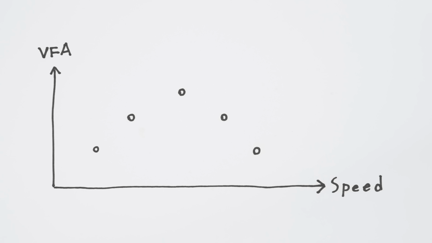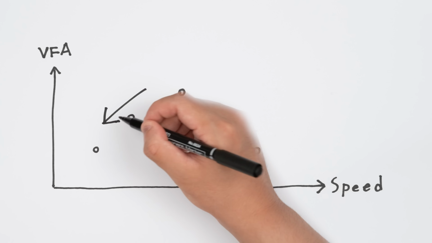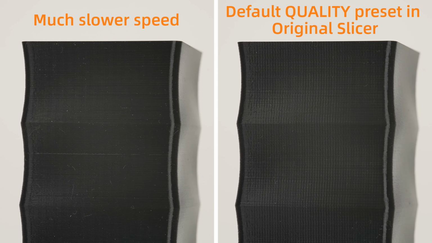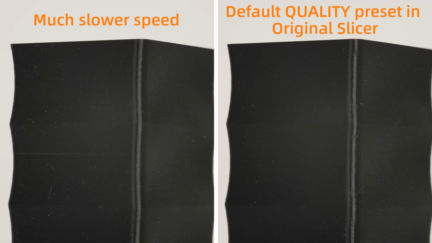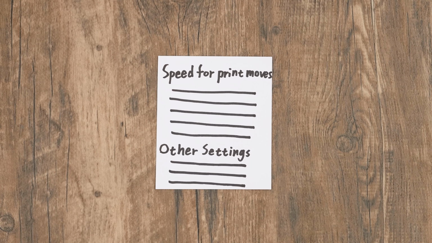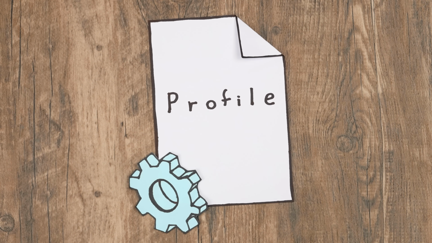Since VFA strength is speed relative, we can reduce it by avoiding the VFA terrible speed range. So we have to lower the speed to gain quality, despite sacrificing a lot of efficiency. We integrated the speed settings we found into a preset profile for everyone to download for free.